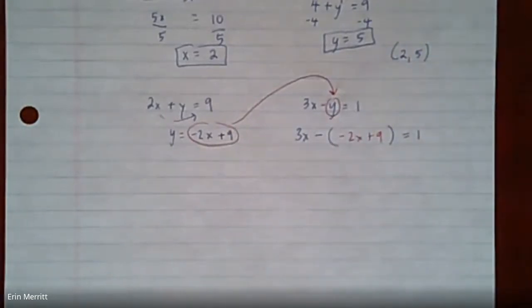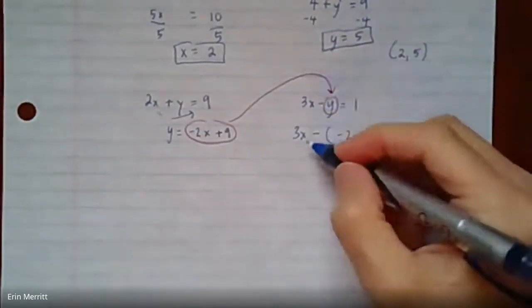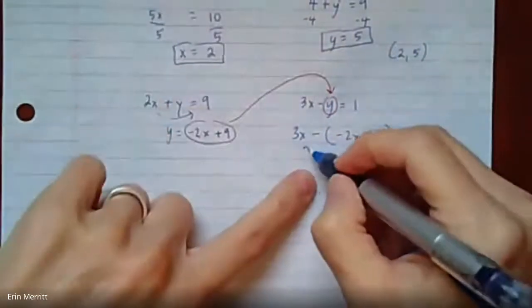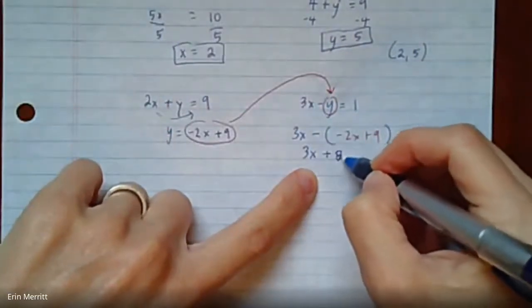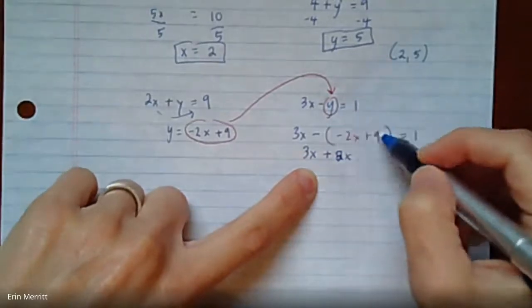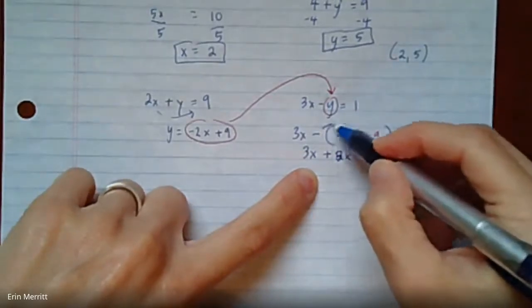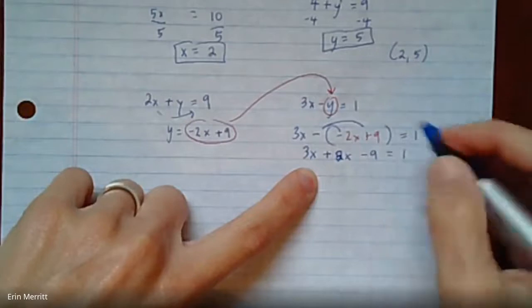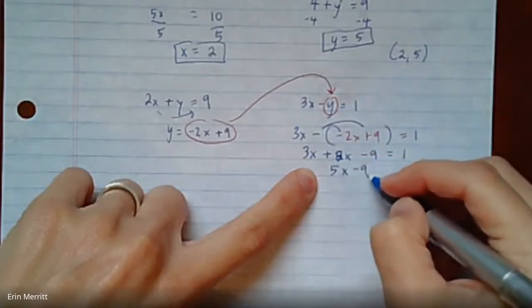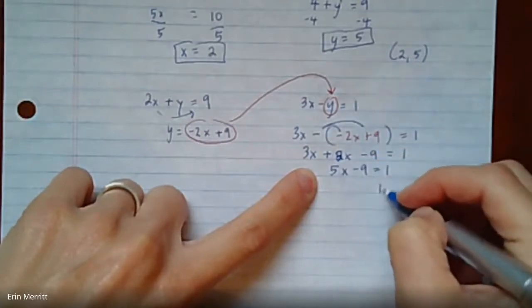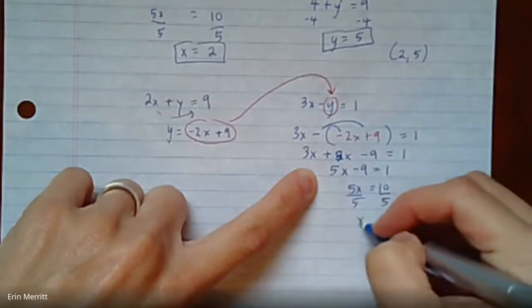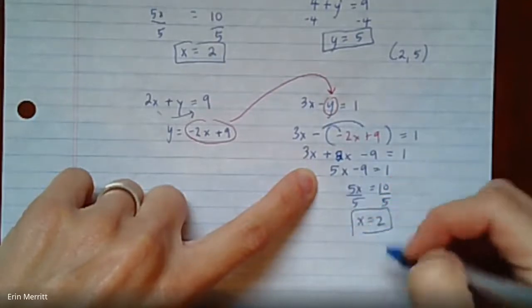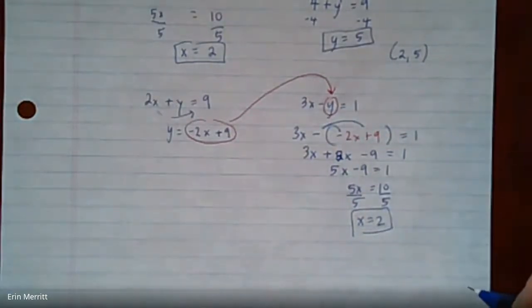So that's why it's called the substitution method. And if I do it this way, then what I would get here is 3x. This would turn into plus 2x, and then that would turn into minus 9, because you'd be essentially distributing that minus through it. And then this would give me 5x minus 9 equals 1. I could add 9 over to get 10. And then you can see pretty quickly, same answer. And then to finish it, I would plug back in to get the y value.